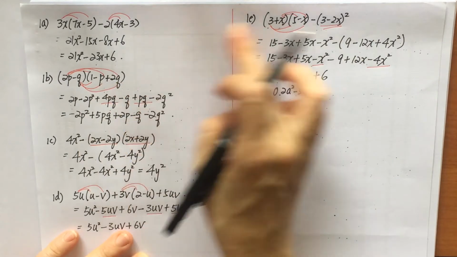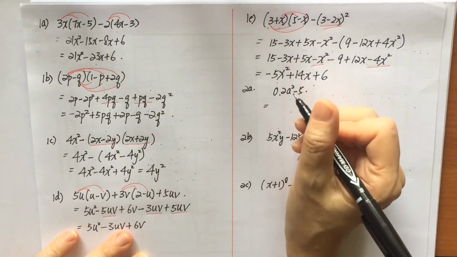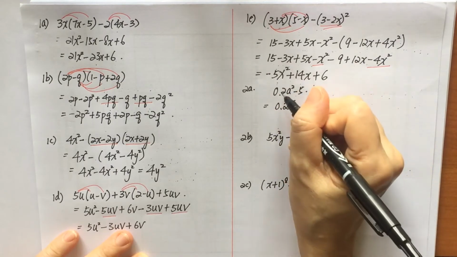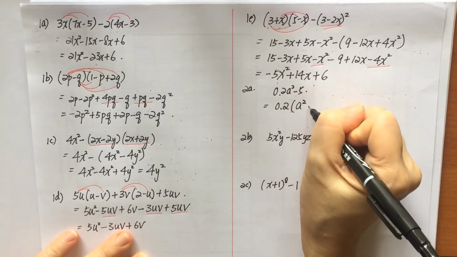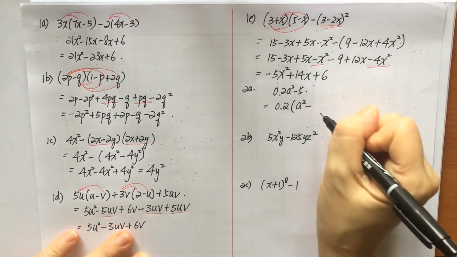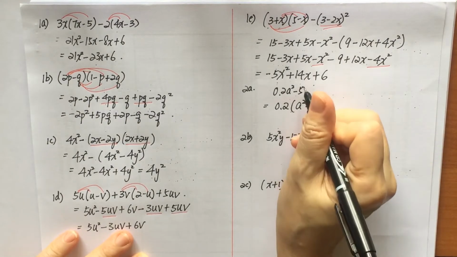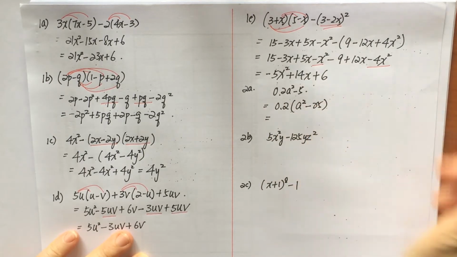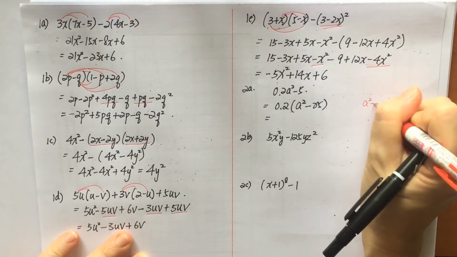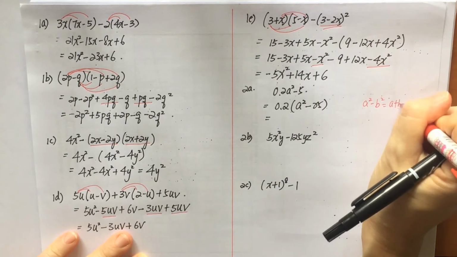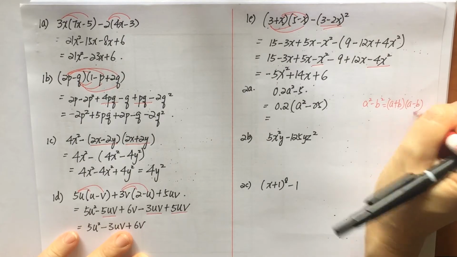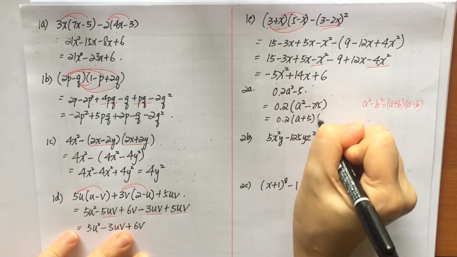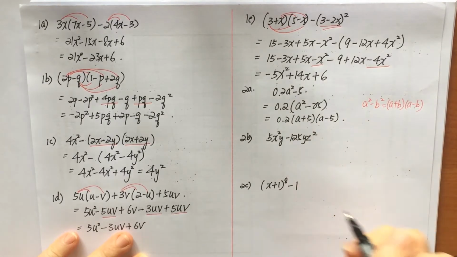Next one, to factorize. Just now was all expanding, so now factorization. So for factorization, the first thing that I do is to bring out the common factor. So 0.2 is my common factor, so this will be 25, because 25 times 0.2 I get 5. Now I have a squared minus b squared is equal to a plus b times a minus b. So I'm going to factorize this to be a plus 5 and a minus 5, and done.